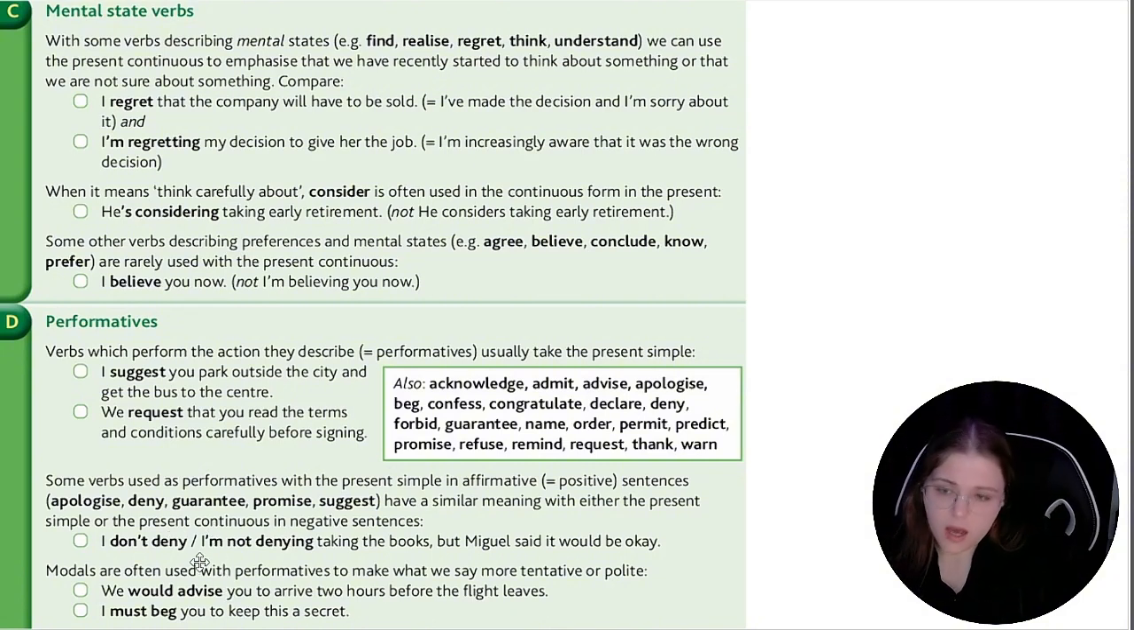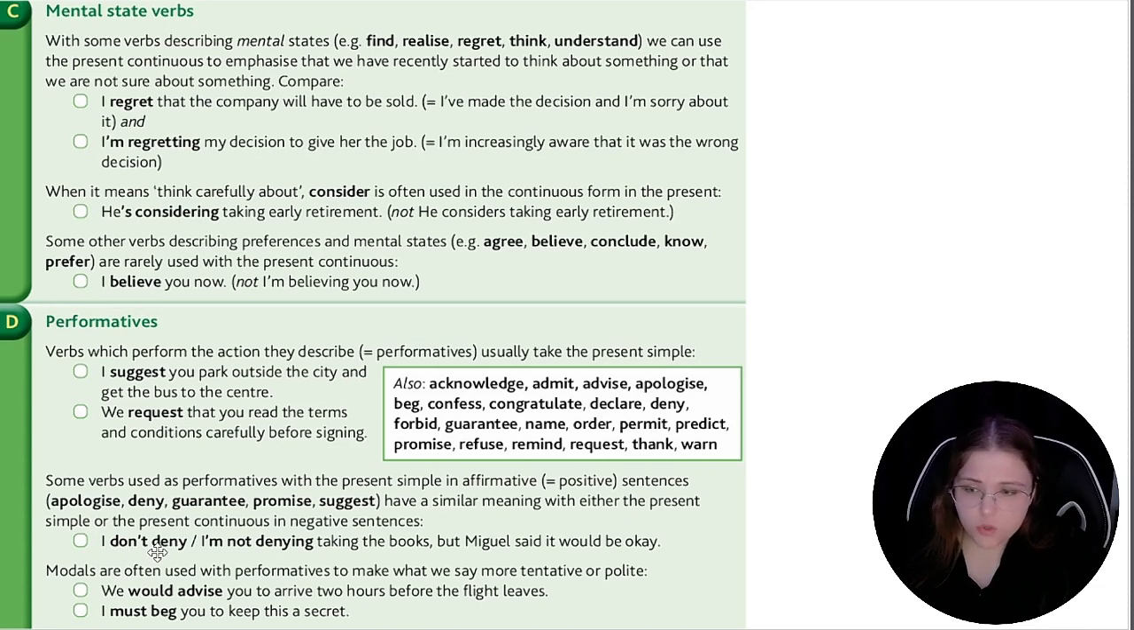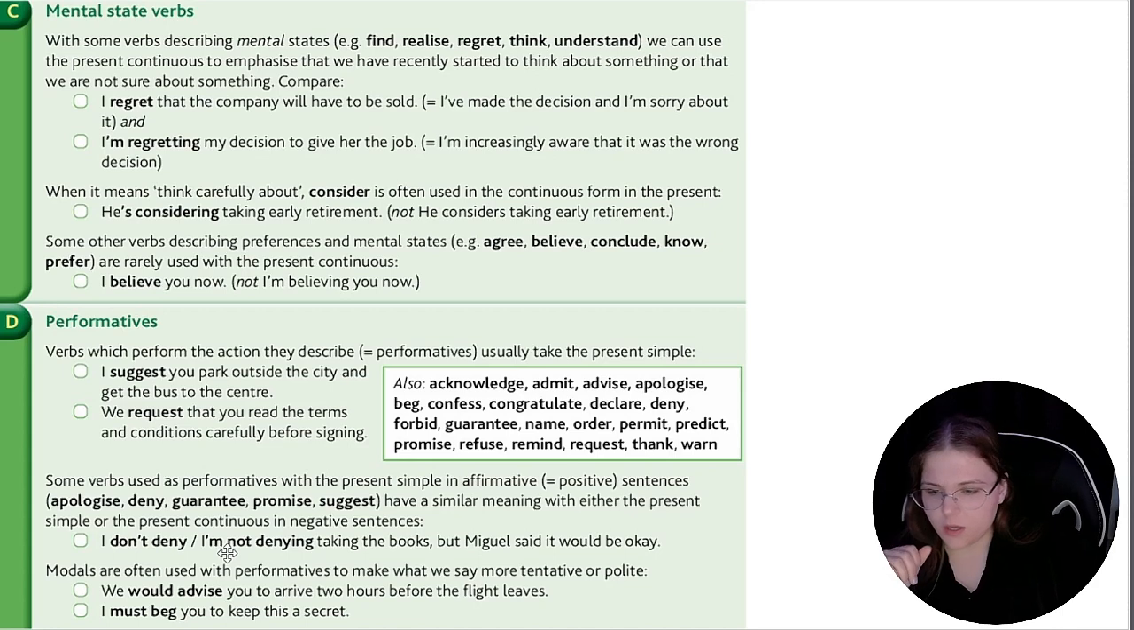But as for me, I'm not denying means that I am also irritated with this question. So, as for me, I don't deny is about the sentence without any emotions, but I'm not denying taking the books is something with emotions, negative emotions more often.